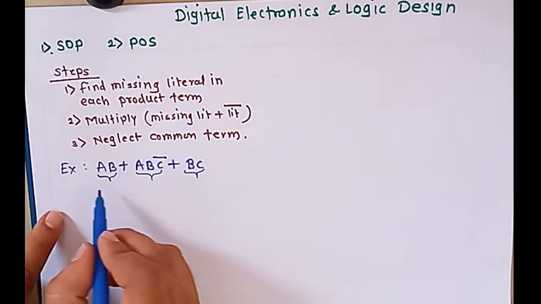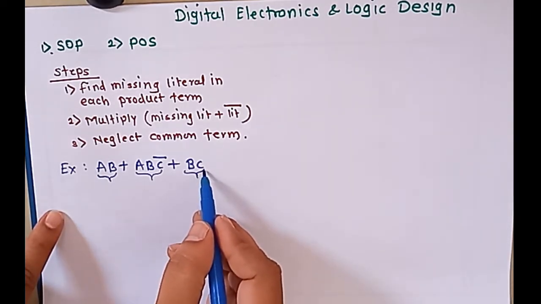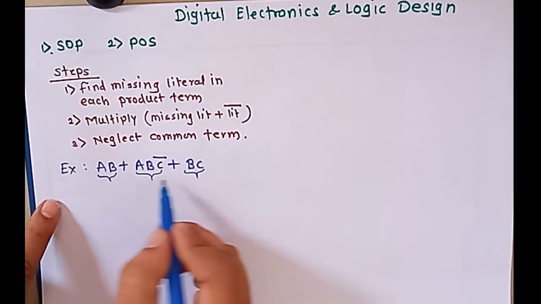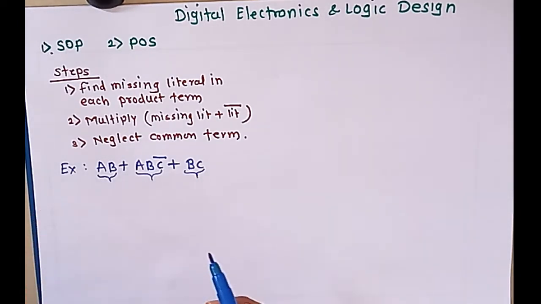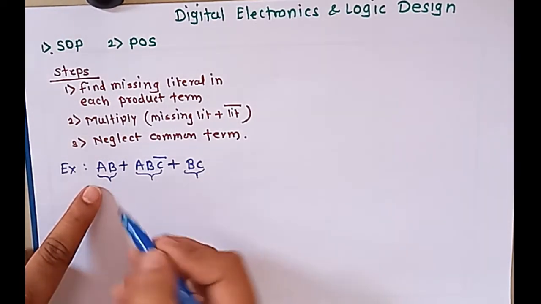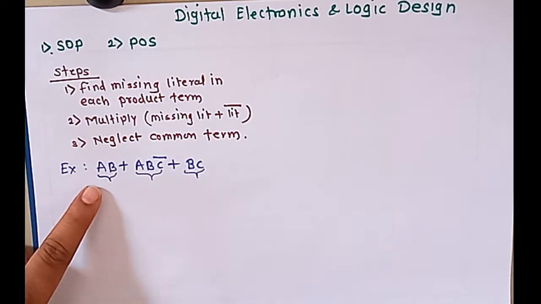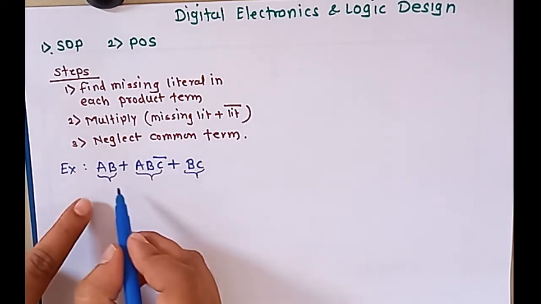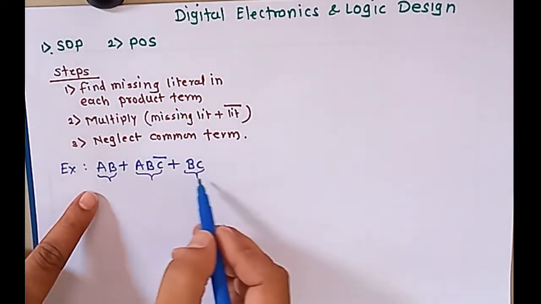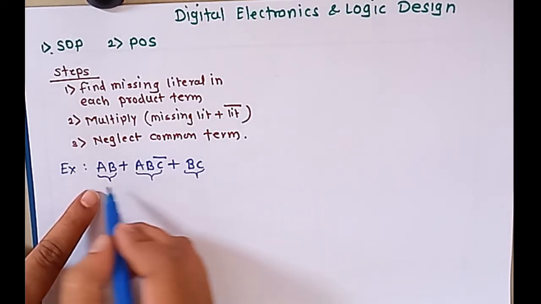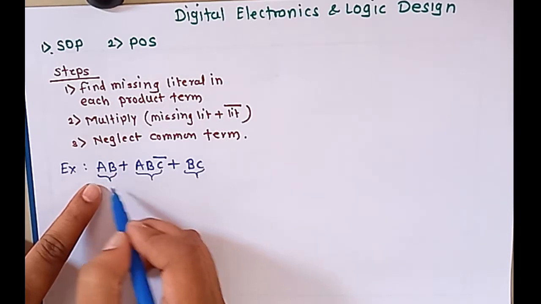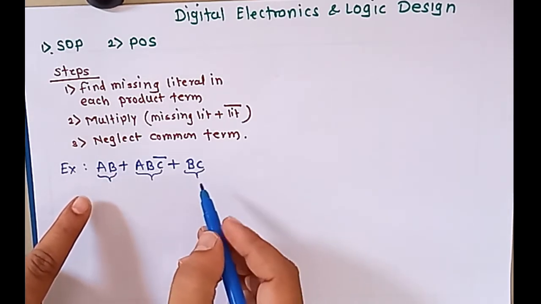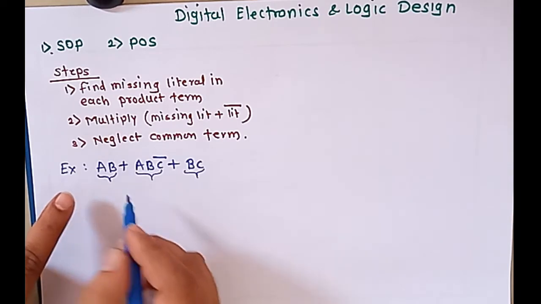Then we find out whether it is in standard form or non-standard form. As we know, the standard form consists of all product terms having all the literals, either in complemented or uncomplemented form. We have three product terms here. Before checking, we have to know how many literals there are. For this equation, how many literals are there?